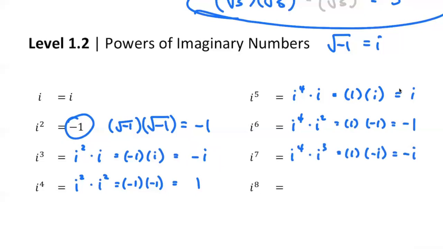And then what about i to the eighth power? Well, i to the eighth power would be i to the fourth times i to the fourth power. What's i to the fourth? Oh, it's 1 times 1, which is 1.